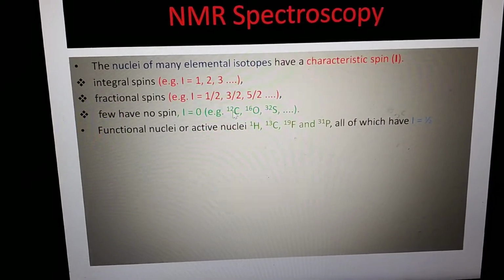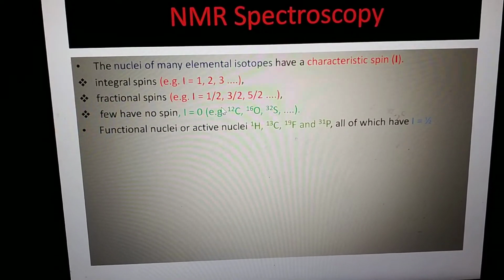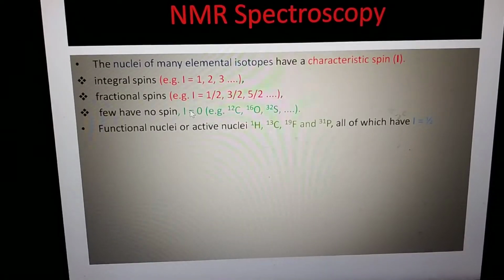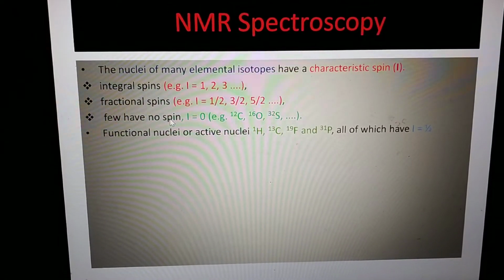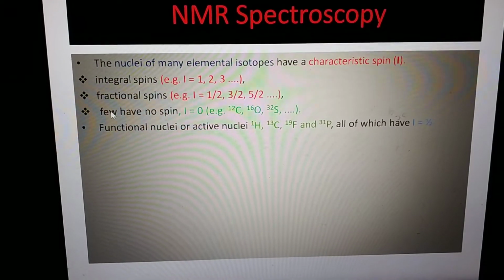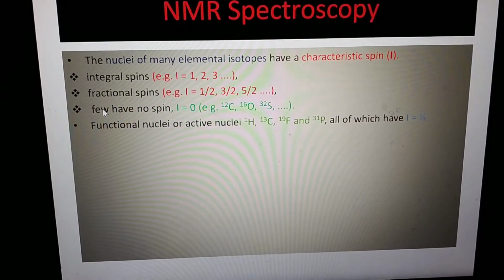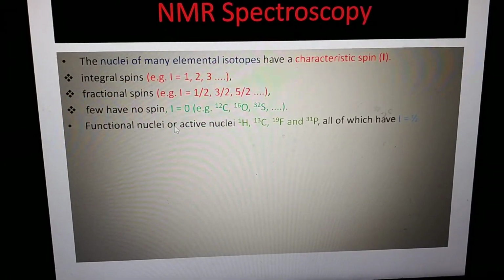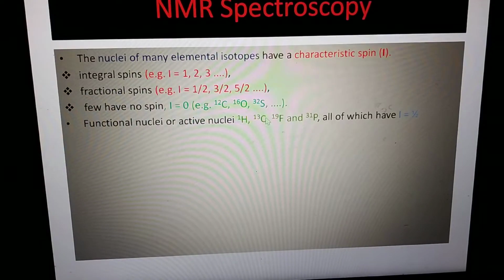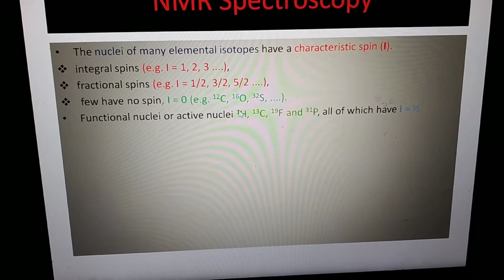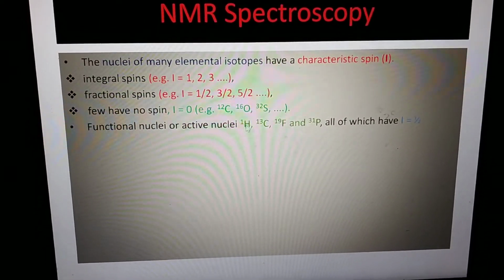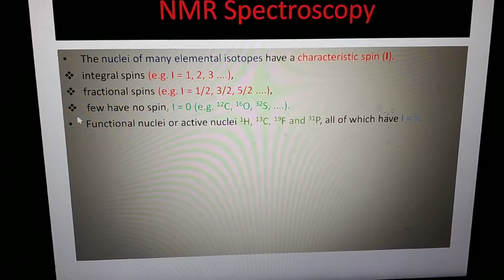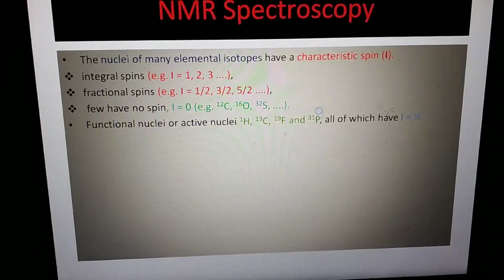Carbon-12, for example, has an even atomic number, so it is an inactive nucleus for the proton or NMR spectrum. Functional nuclei, or you can say active nuclei, are those having an odd atomic number, and all having I equal to 1/2. So these are the functional nuclei required for the NMR spectrum.